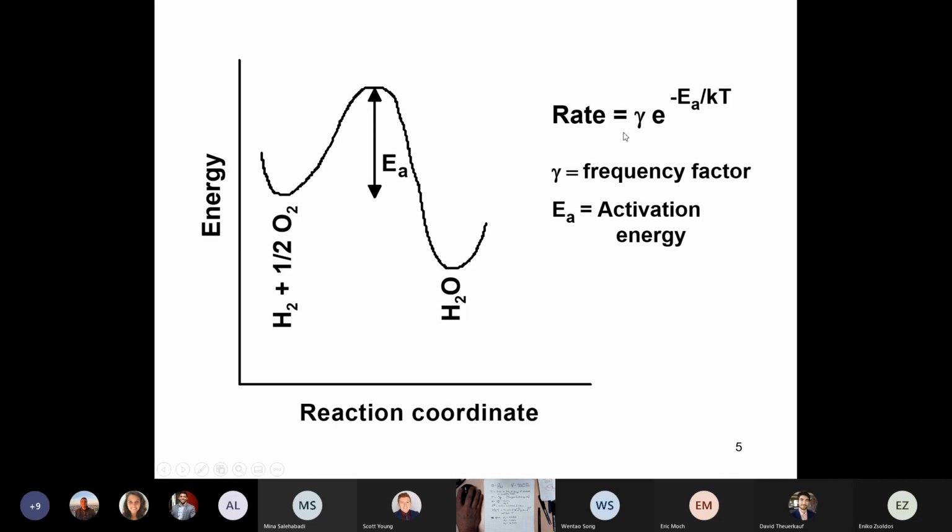exponentially activated reactions. You say the reaction rate depends on some frequency factor, which represents how these molecules are interacting and how many times they attempt to cross over this barrier per unit time. And then a probability factor, which is the probability with which they will actually make it over this barrier. That's e to the minus E_A over kT, so this is called a Boltzmann factor. And E_A is the activation energy, or the height of this barrier that I've shown in this graph.